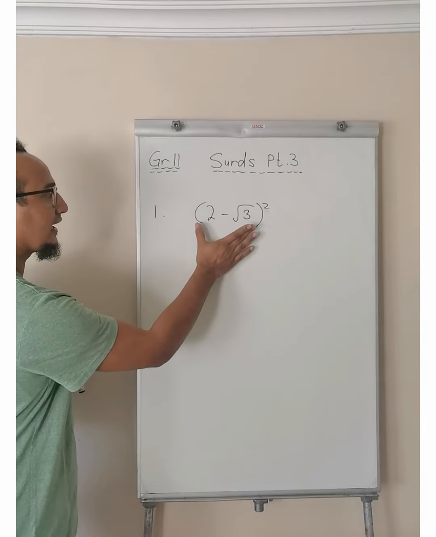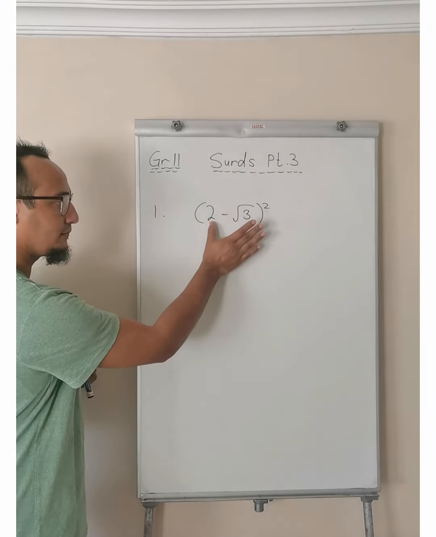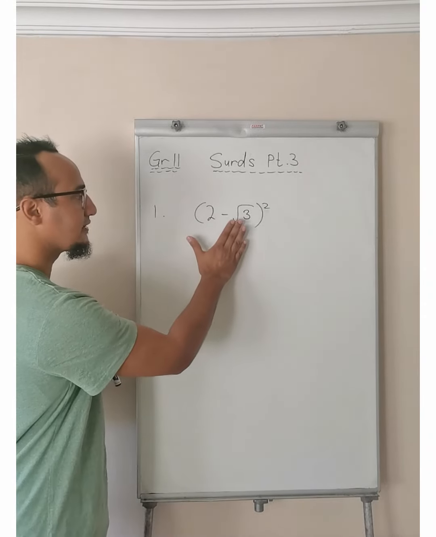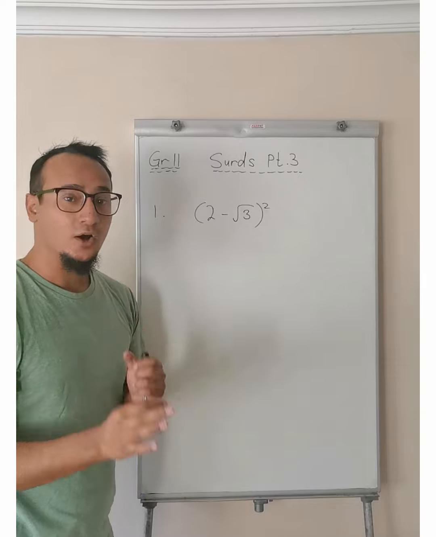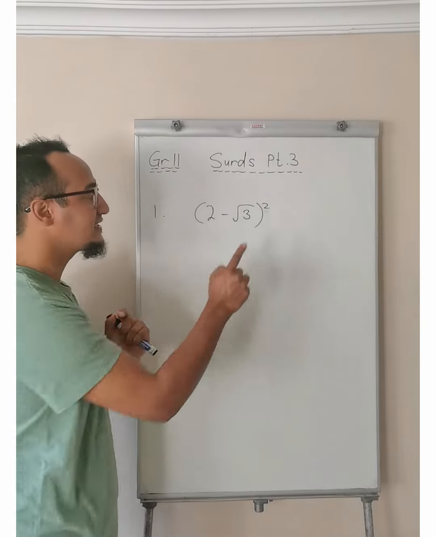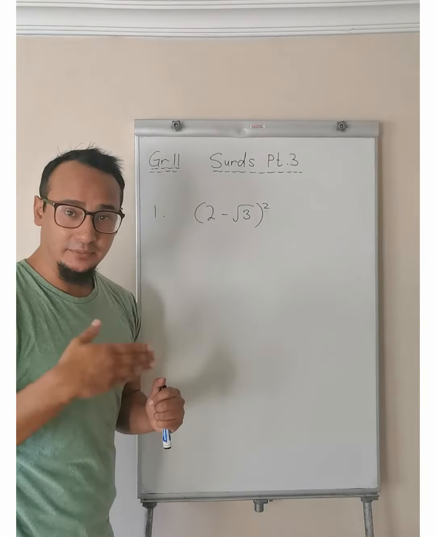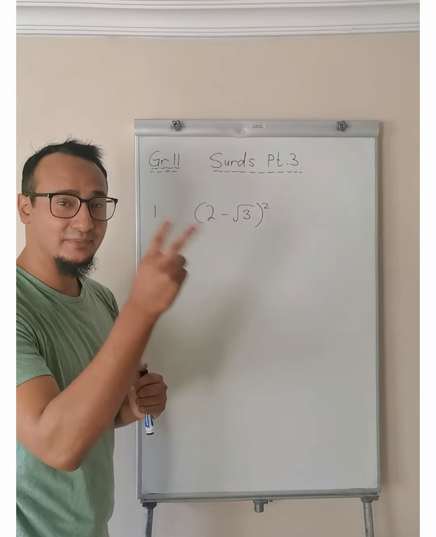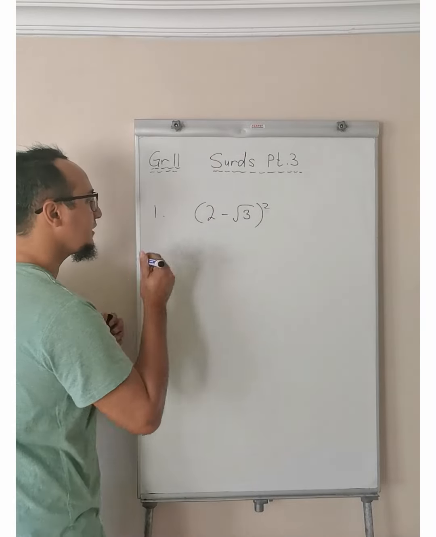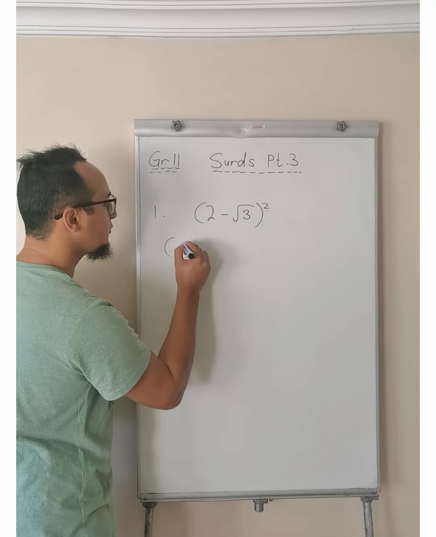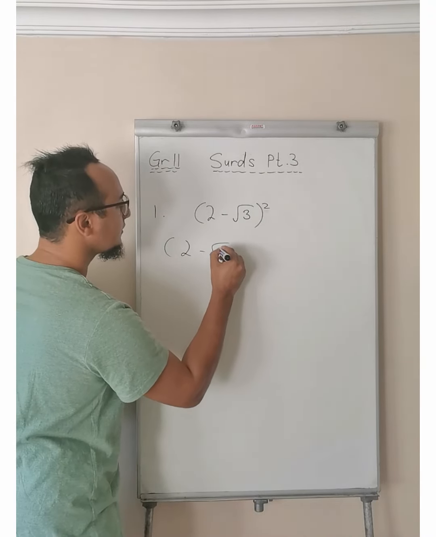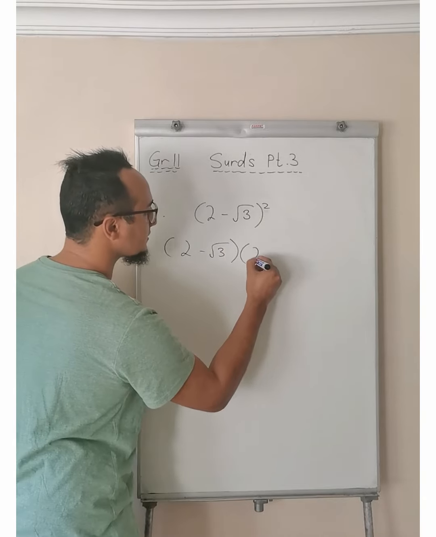Over here I have a whole number, or a natural number, minus a surd, all squared. Firstly, it's a binomial, right? What does a square mean? A square means to multiply the thing by itself twice. Meaning, because the square is on the outside of the bracket, it's the whole bracket multiplied by itself.